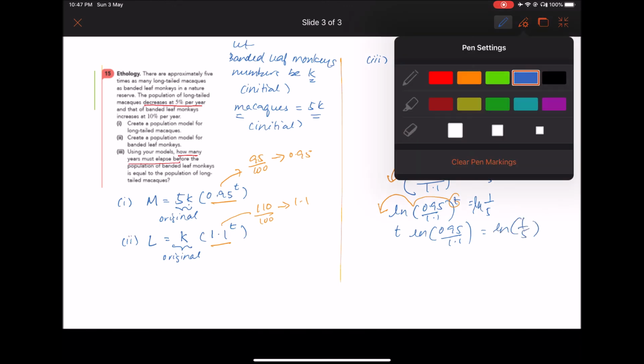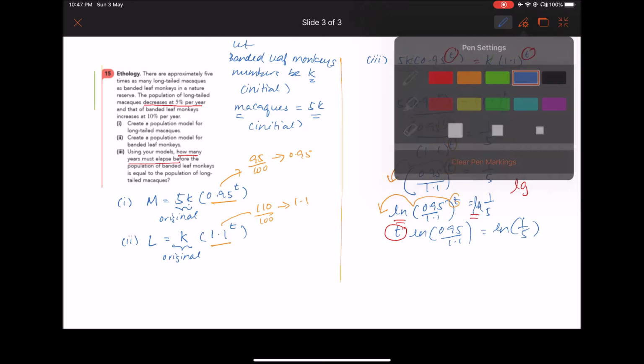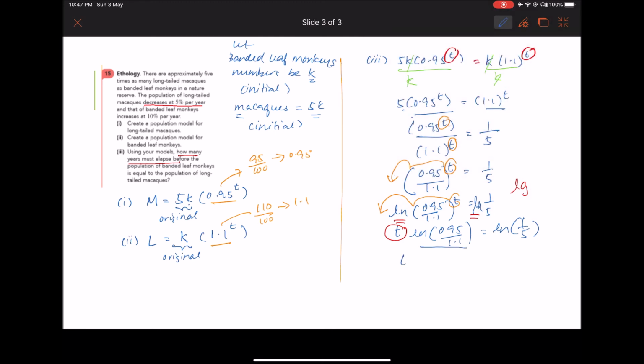You have to introduce log on both sides. As I mentioned, you can also use log base 10. It is fine, no issue about it. Now that you want to solve for T, you are going to be able to just divide both sides by this one here. So T equals ln 1 over 5 divided by ln 0.95 over 1.1. And then you'll be able to get it approximately at 11. So in other words, it will be 11 years before the population will be roughly the same.